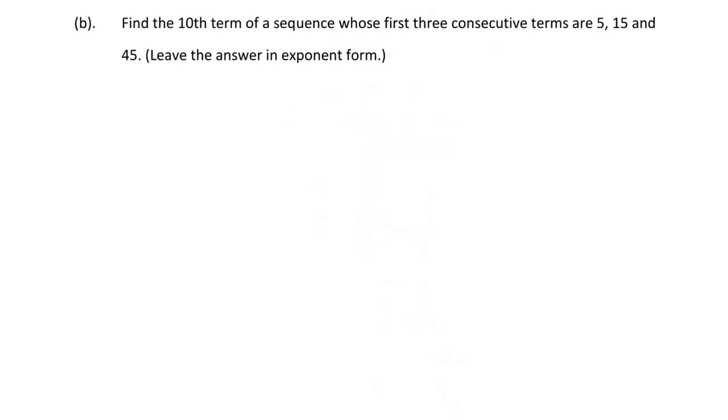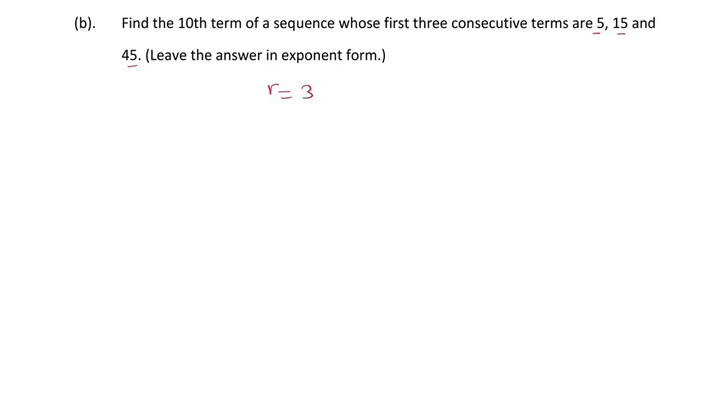Part B, find the 10th term of a sequence whose first 3 consecutive terms are 5, 15, and 45. Leave the answer in exponent form. Okay, so from the terms given, we can see that the common ratio is 3. This means that this is a geometric progression. We have been given the first term of the geometric progression is 5, the second term is 15, and the third term is 45.